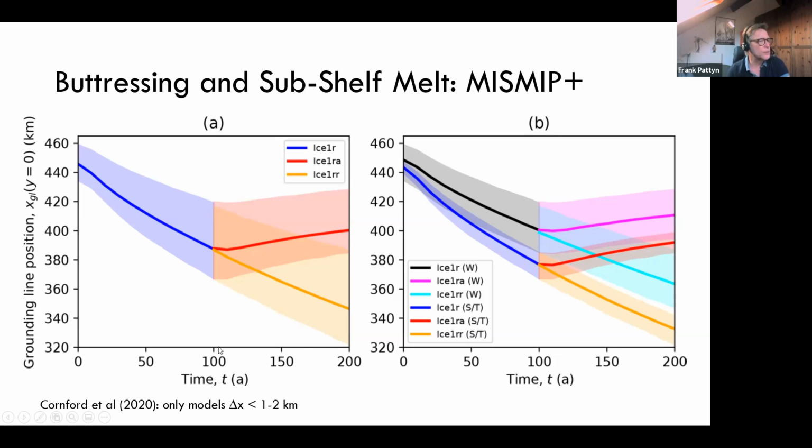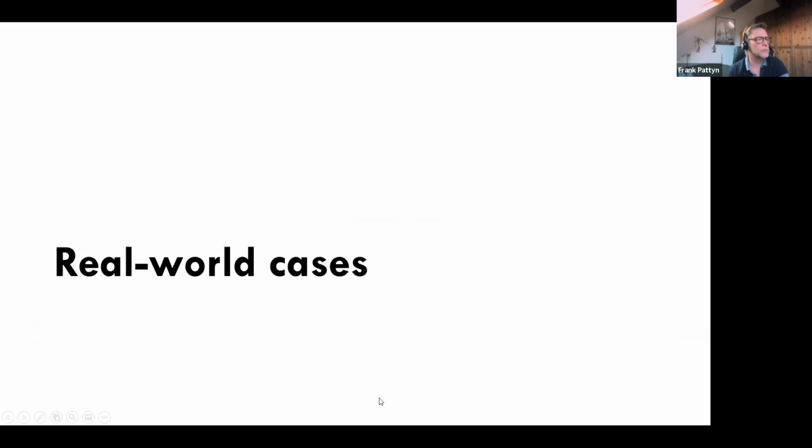All these experiments were done with models at a high resolution, so definitely 1 to 2 kilometers. I did the experiment, and it's clear that, because of the relatively high amount of sliding, and definitely much more sliding compared to the MISMIP 3D experiment, it is a bit less sensitive to spatial resolution. It doesn't mean it's not sensitive. So that brings us to real-world cases.